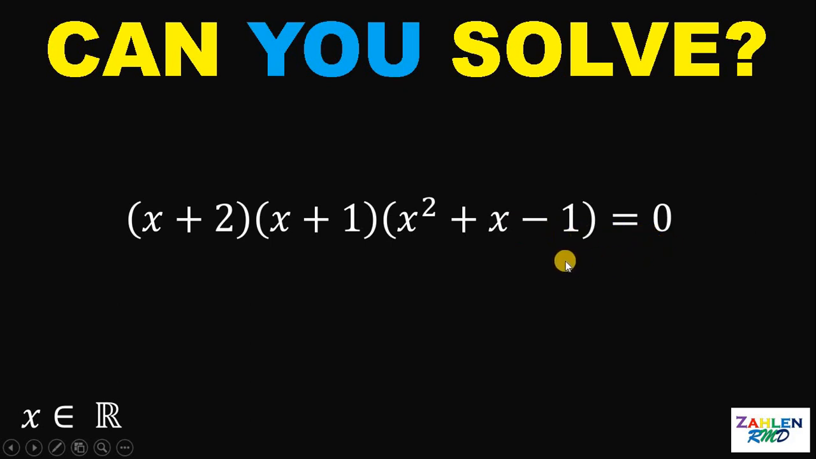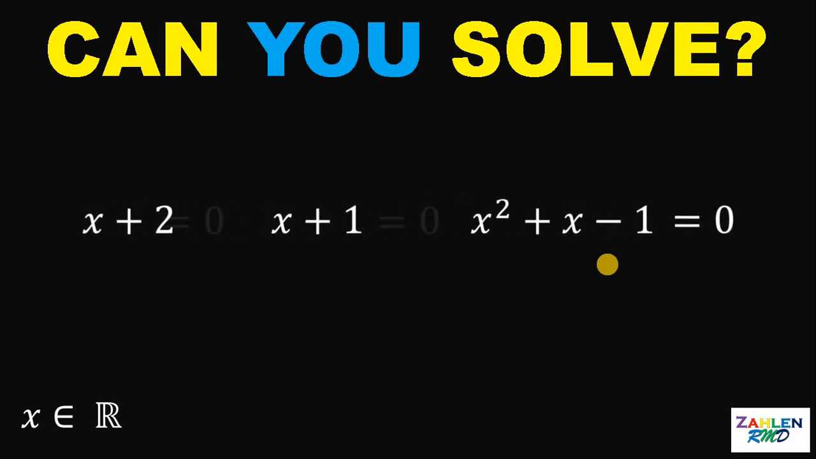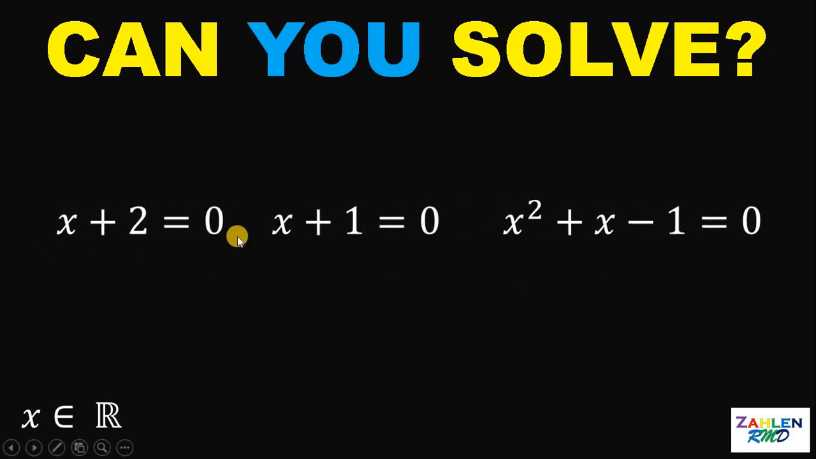Now, since it is in factored form, and it is equal to 0, we can say that at least one of them must be equal to 0. So we have now x plus 2 equal to 0, x plus 1 equals 0, and x squared plus x minus 1 equals 0. Now let's solve for the value of x. On the first equation, x plus 2 equal to 0, if we subtract 2 on both sides, we get that x must be equal to negative 2.